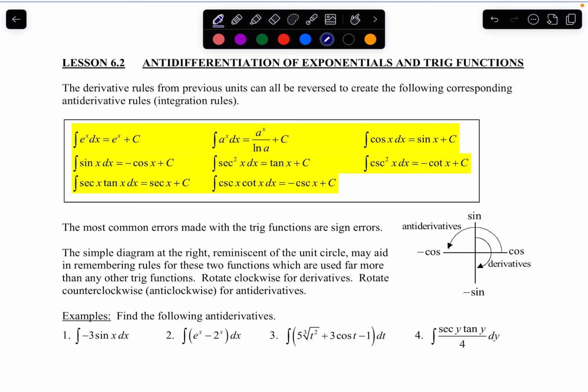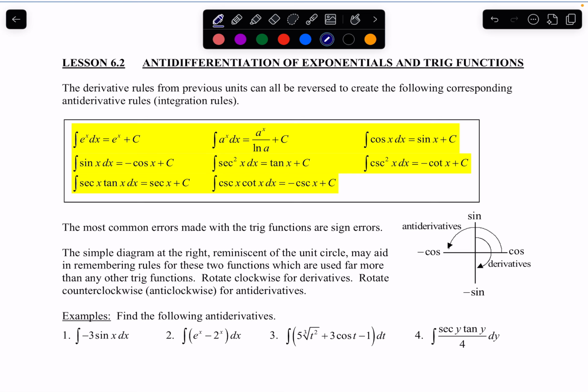All right, 6.2 is all about taking the integrals, the antiderivatives of exponential and trig functions. At the top of the lesson, you've got a lot of different functions listed here. Most of these are just going to be look at the formula, find which one, or look at the problem, find which one up here it connects to.